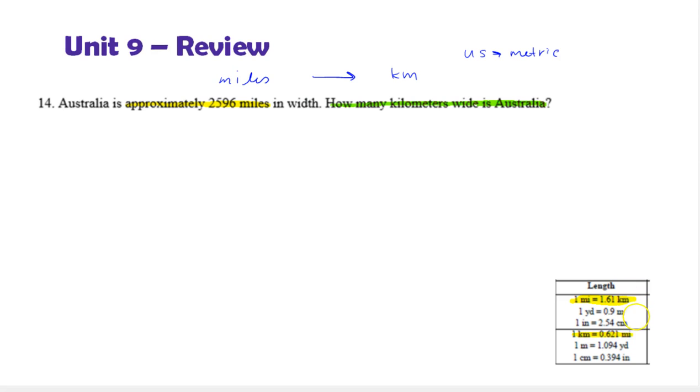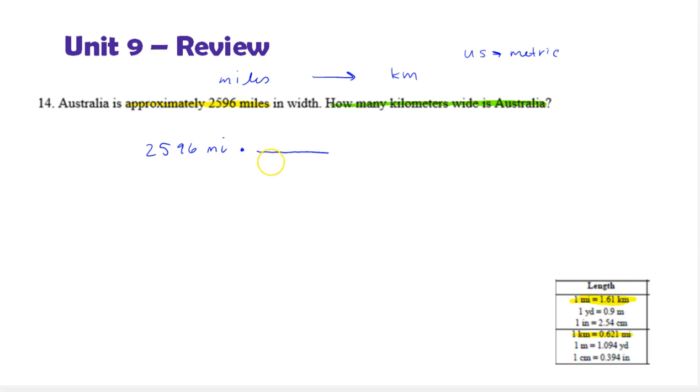Since these are approximations of conversions, we want some degree of accuracy, but at some point it doesn't matter if there's an extra 10,000th of a mile added on. So we use these ones as approximations of our conversions. So I'm starting with miles, 2,596 miles. I need to multiply by a conversion factor. Again, I could choose either one. My preference, I'm going to choose so miles is 1 in the denominator. Then I can just multiply my results.